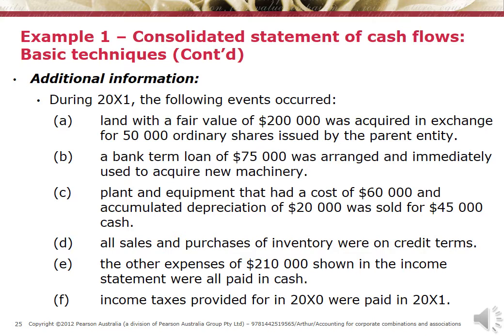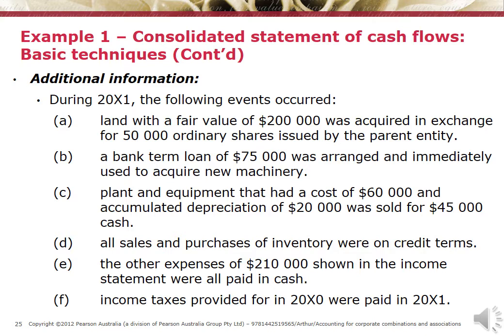Then in D it says that all sales and purchases of inventory were on credit terms, and so by saying that, they're just confirming that the same cash received or paid during the period as what's recognised within the sales and COGS accounts respectively. So same as using the periodic system of accounting for inventory.